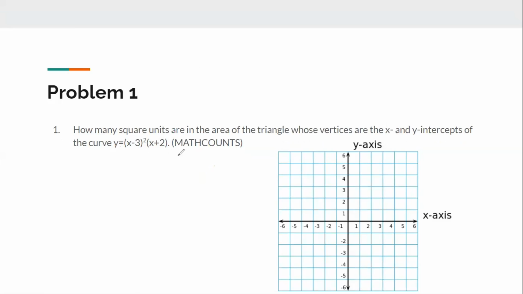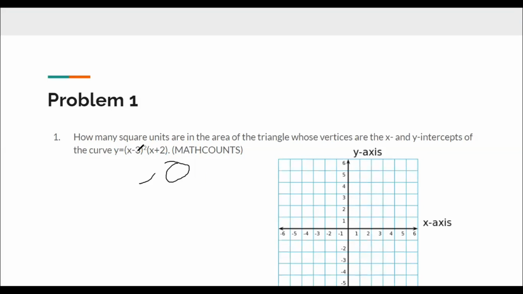So when y is equal to 0, (x minus 3) squared times (x plus 2) should be equal to 0. This happens when x is equal to 3, so 3 comma 0, and also when x is equal to negative 2. And the y-intercepts are when x is equal to 0, so 0 comma some y. And when x is equal to 0, you get negative 3 squared times 2. So that's going to be 18.